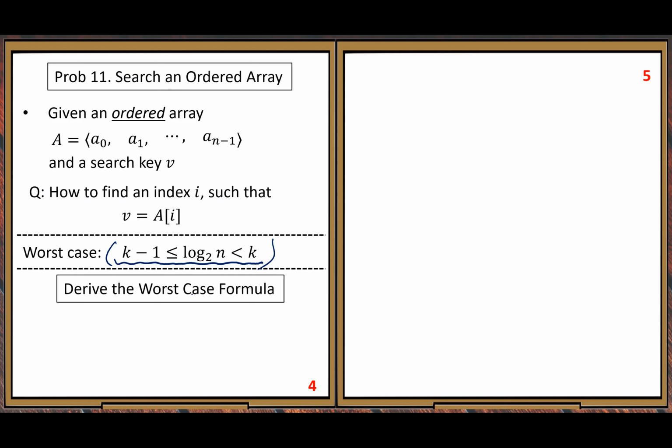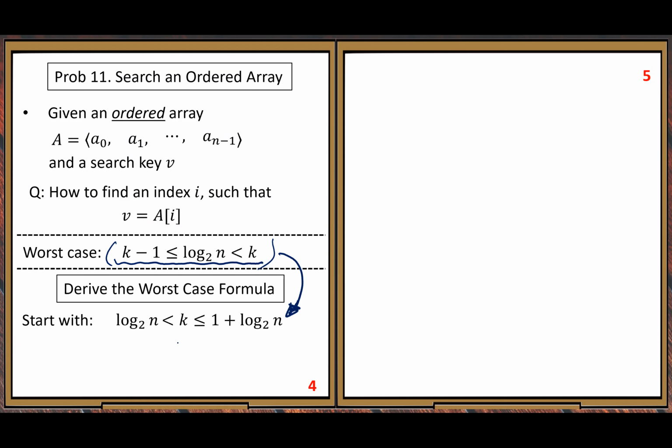All right, let us derive the worst case formula. All right, we start with the equivalent expression. Here, another way to write the previous inequality, we can write in this way, okay?